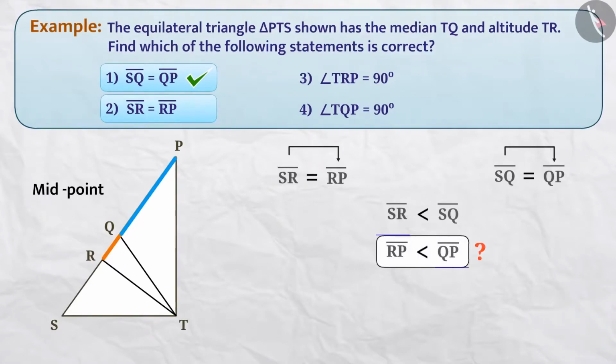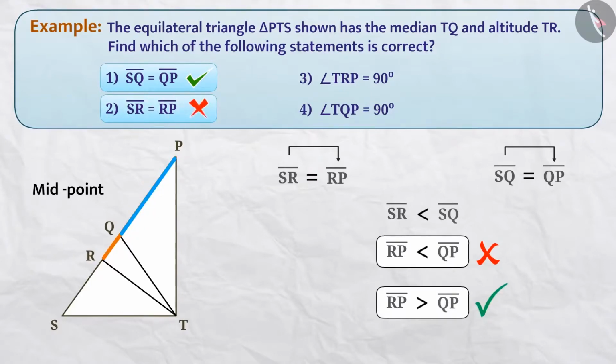Absolutely right. It is not true. Looking at the figure, we can say that RP is greater than QP here. From this, we can say that SR is equal to RP is an incorrect option.